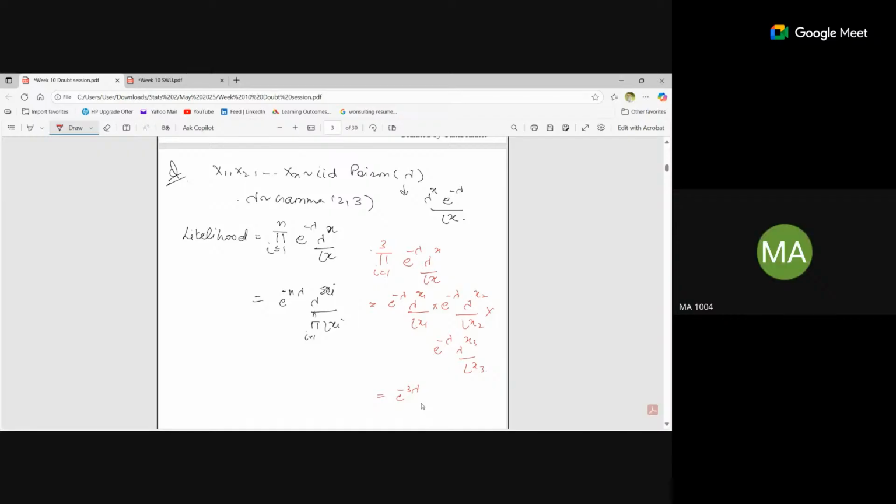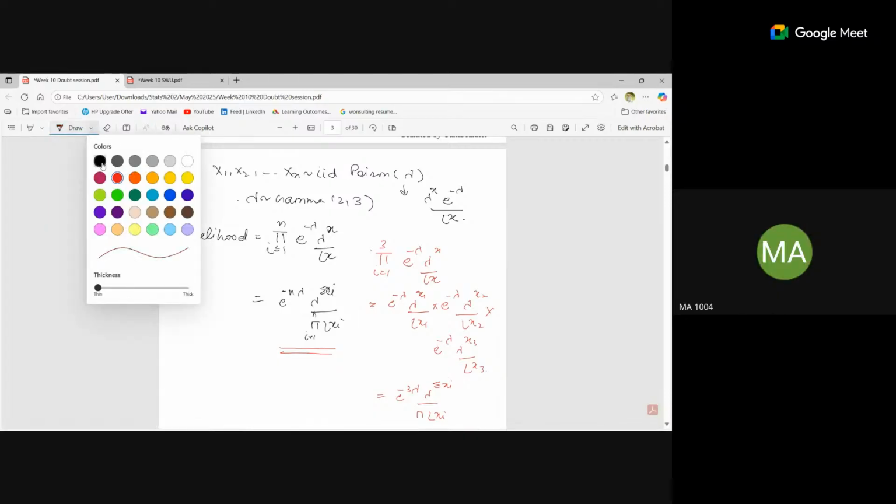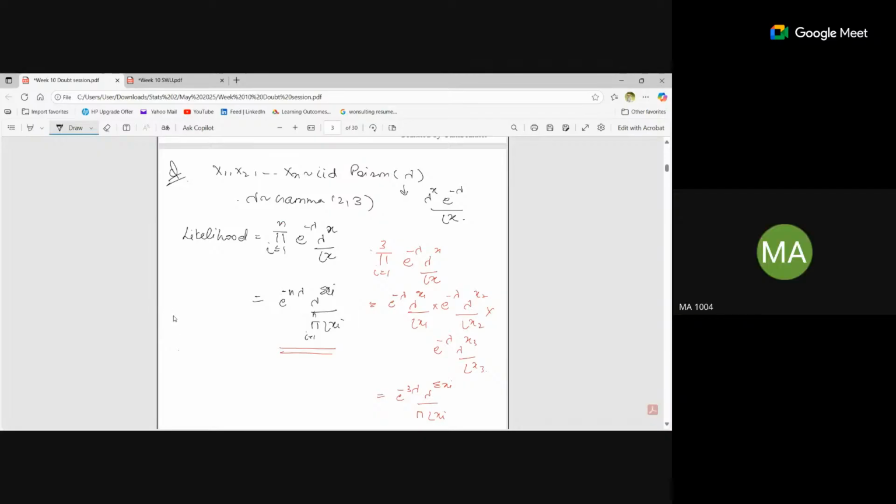Now, this will be lambda raised to the power x1 plus x2 plus x3, which I can write as summation of xi. Factorial x1 is multiplied by factorial x2, so I can write this as the product of factorial xi. Similarly, if i goes from 1 to n, this will be e raised to the power minus n lambda, lambda raised to the power summation of xi, upon the product of factorial xi. Is this fine? Okay. Now you got the likelihood. Now the rest of it, can you solve it?